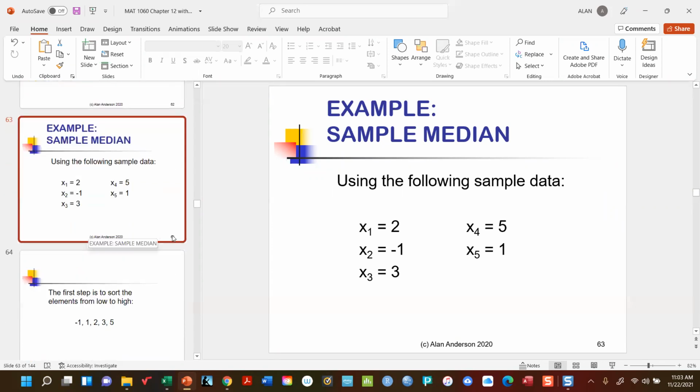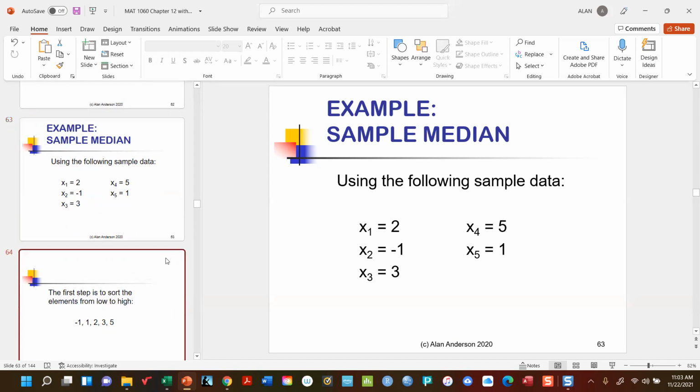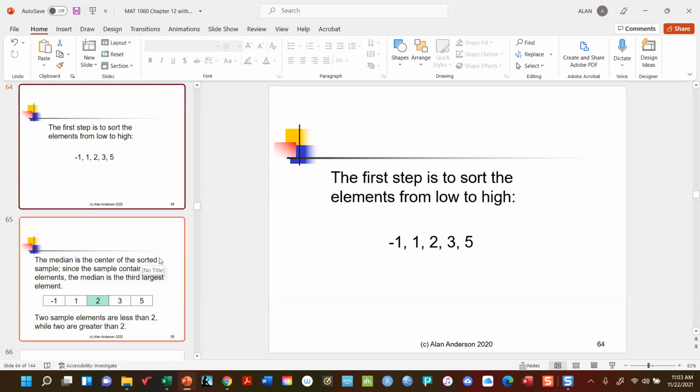Now, what we're going to do first, and this was never necessary before, is we're going to sort the numbers from the lowest to the highest elements. Okay. So if you do that, now luckily these are integers, so it's easy. If you sort them out, they're going to look like this. -1, 1, 2, 3, 5.